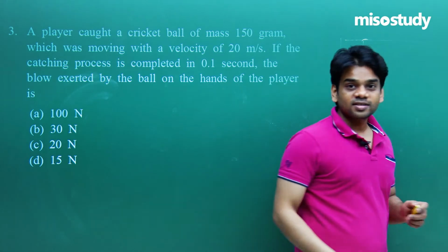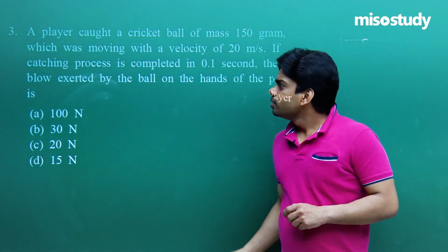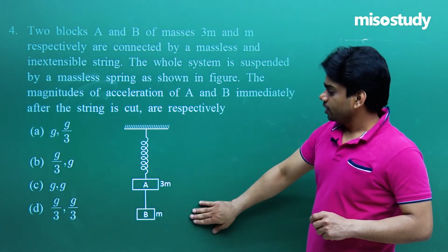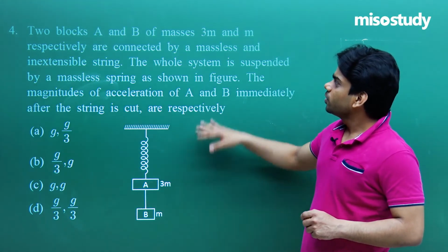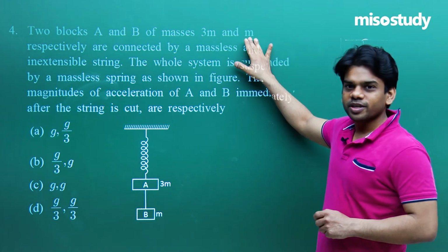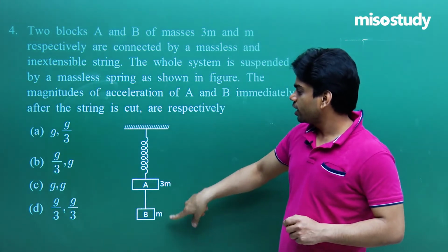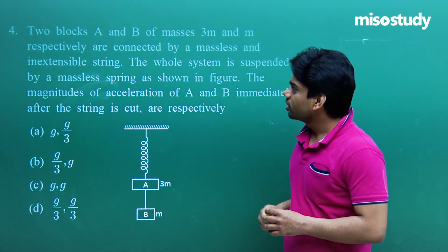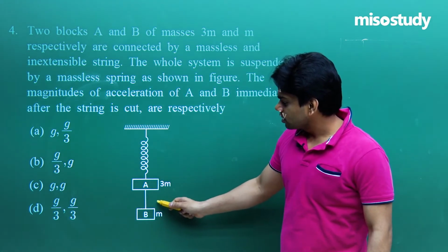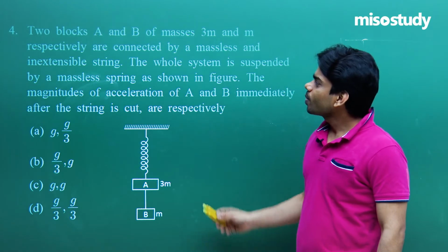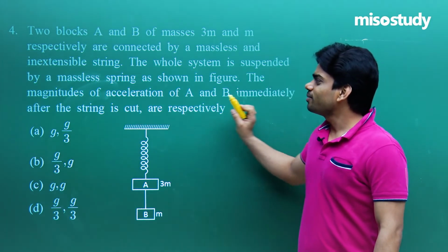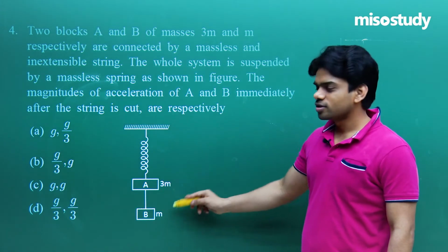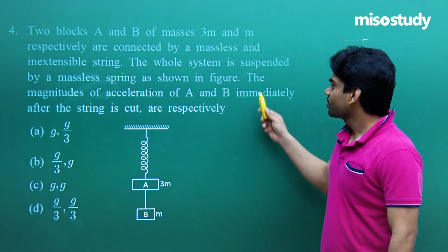Next question of the class. Fourth one: two blocks A and B. You can see two blocks A and B of masses 3m and m respectively, connected by a massless and inextensible string. The whole system is suspended by a massless spring as shown in the figure.